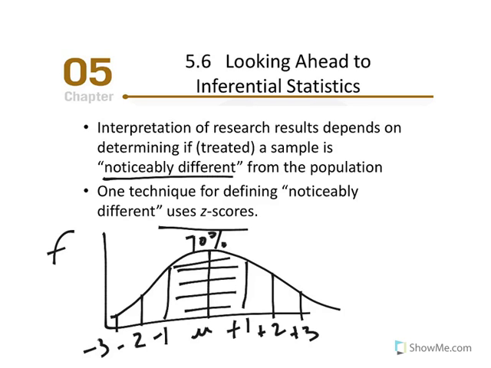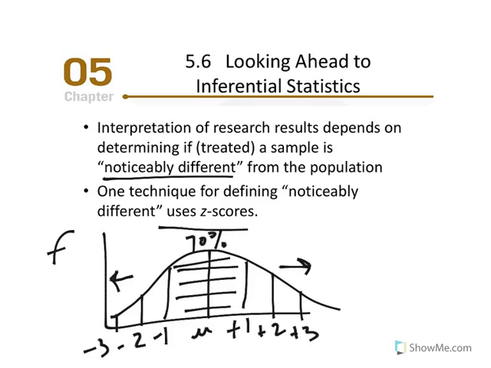We would capture approximately 99% of all scores 3 standard deviation units out. But we tend to think anything that's beyond a z-score of 2 is expressing something that's different from the mean, that it's noticeably different, that it no longer falls in that common region.